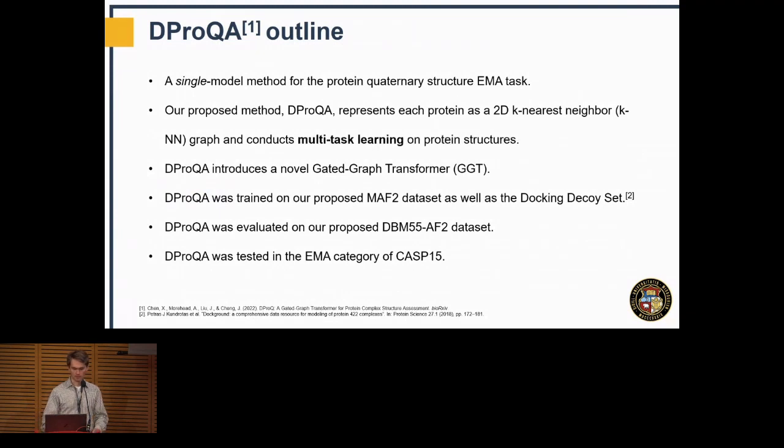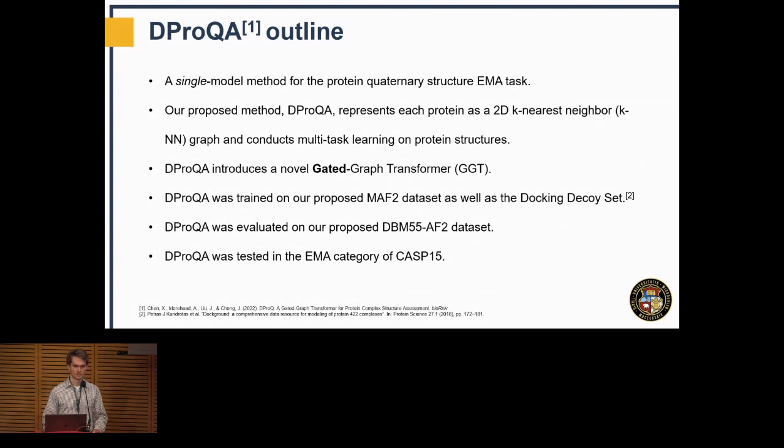In particular, we also conduct multitask learning on protein structure graphs. We'll get into some more specifics of what that looks like here, but we find that doing more than one task at once when you're training this model is beneficial for downstream performance. DProQA also makes use of a gated graph transformer, which we'll walk through. Basically, this is what separates our method from previous methods.